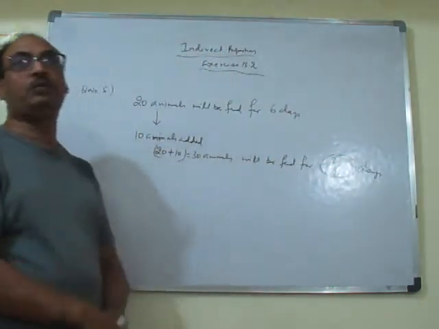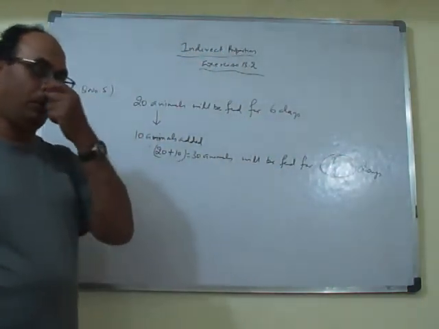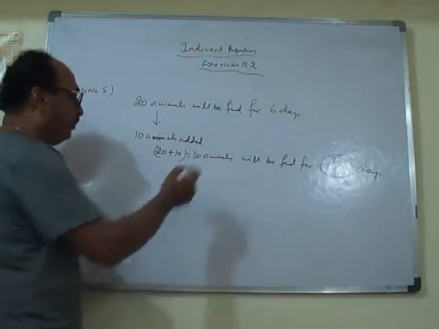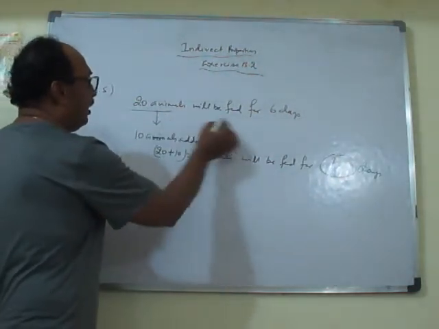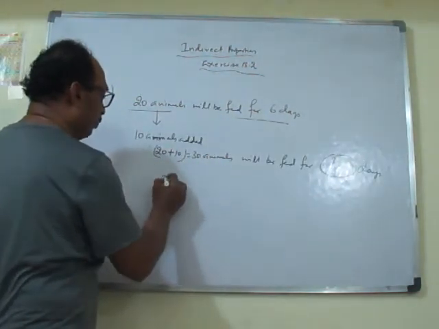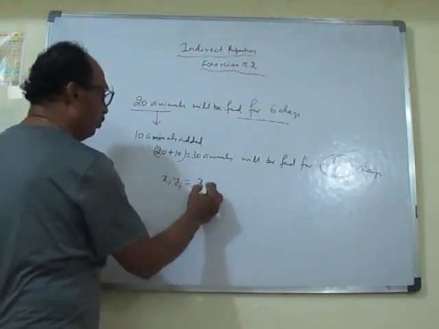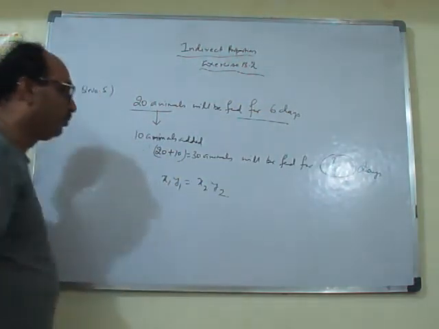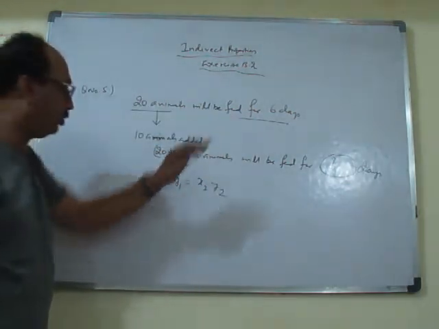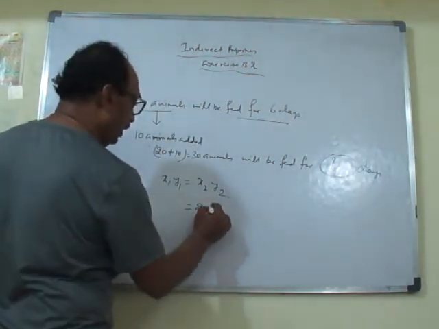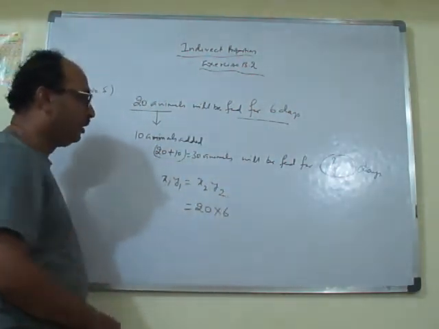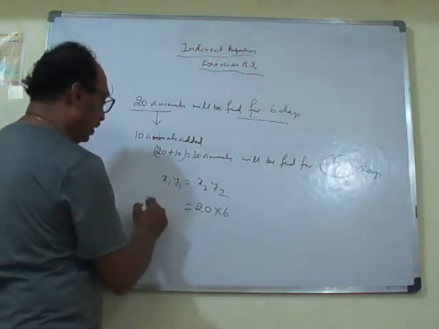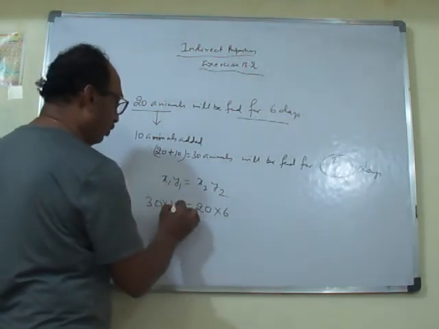As we solved the previous question, the same way we are going to solve it now. So let us suppose x1 y1 is equal to x2 y2. For x2 y2 we are putting 20 into 6. For x1 y1, x1 has become 30 and y1 we do not know.